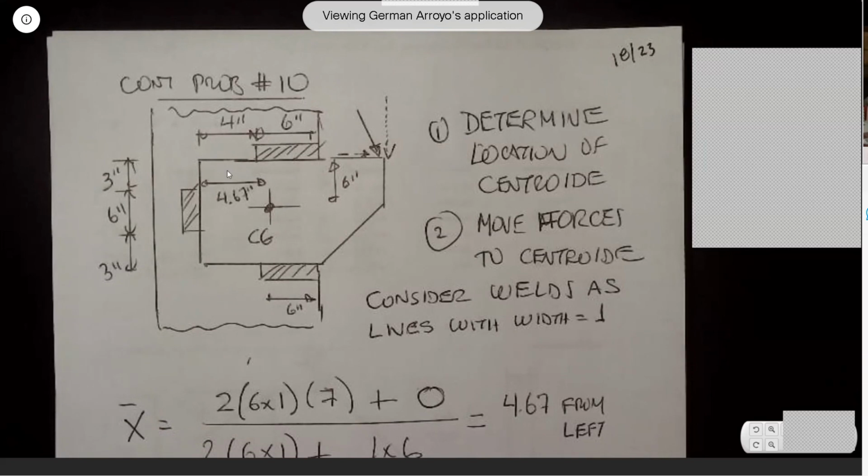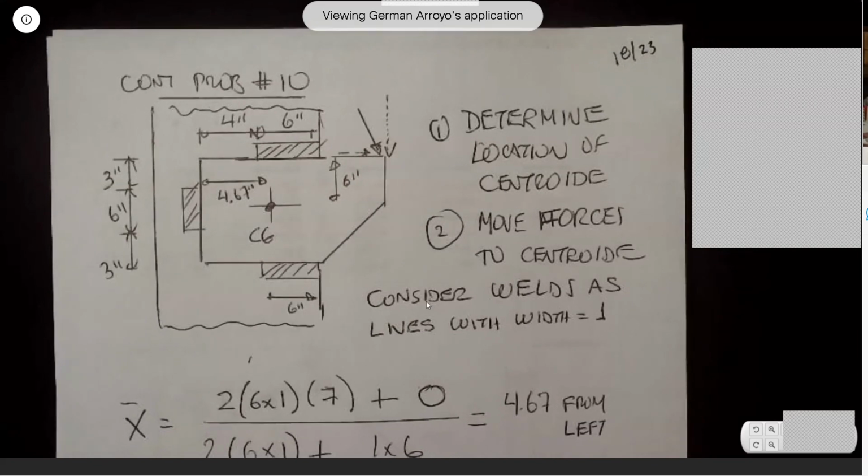So again, I'm representing here the component of this force in Y and the component in X. I have drawn again the geometry: 4 inches, 6 inches, 3, 6. Number one, we have to determine the location of the centroid. Number two, we need to move the forces to the centroid. And like I mentioned before, we consider them lines, but to do our computation, we consider having a width of 1.